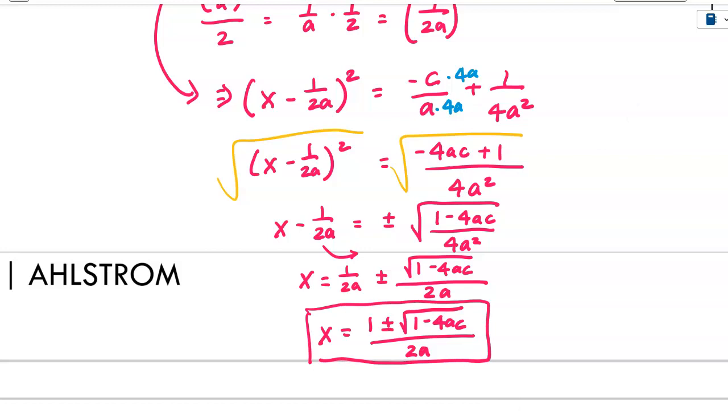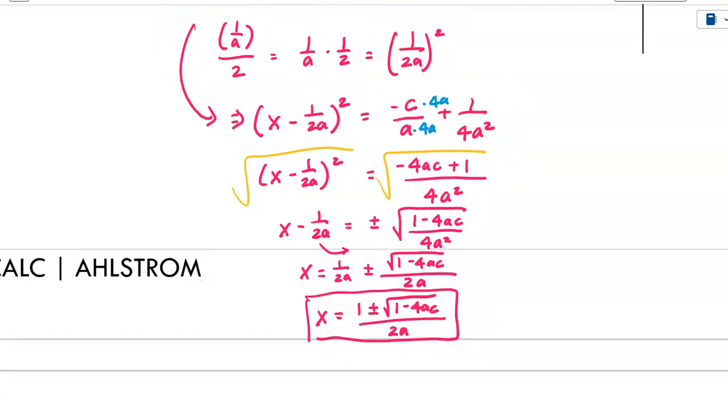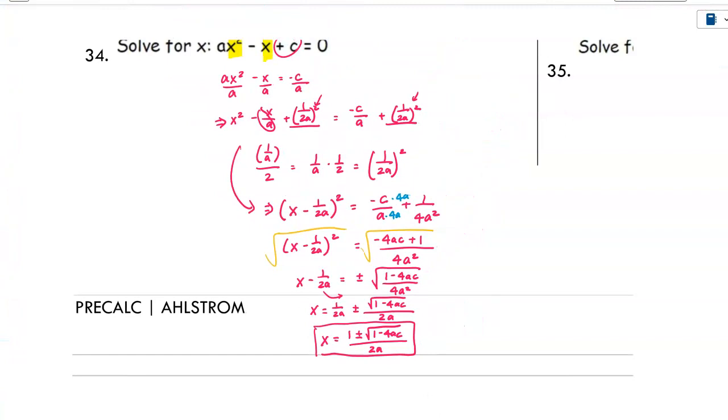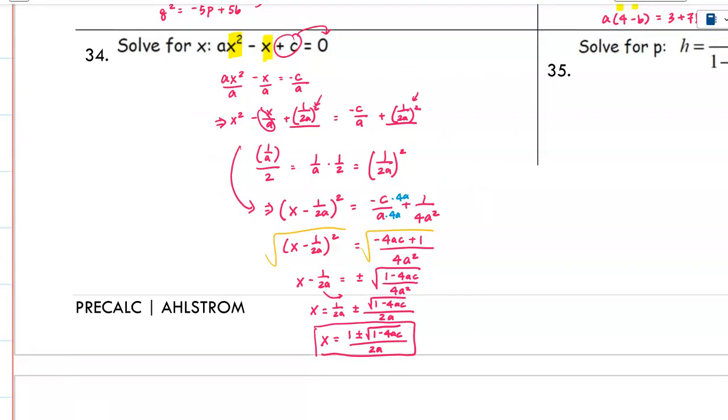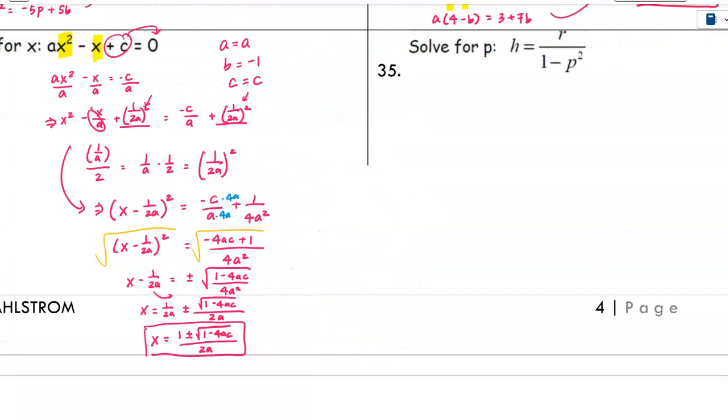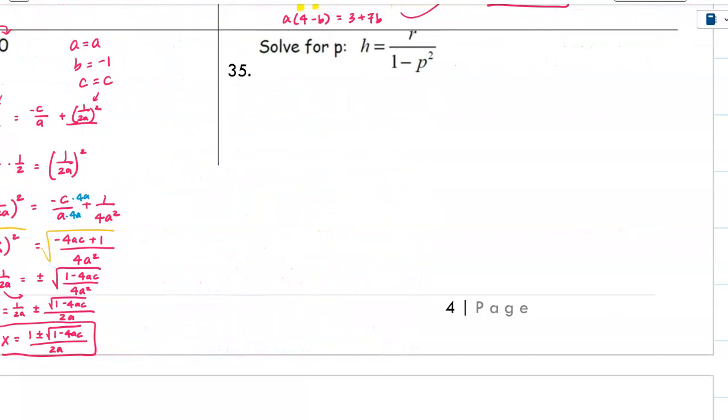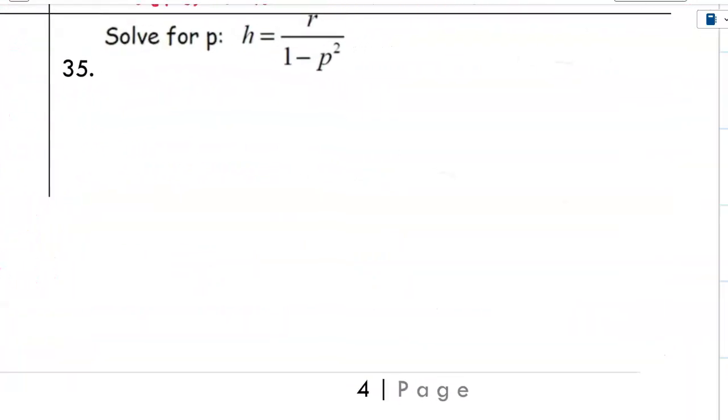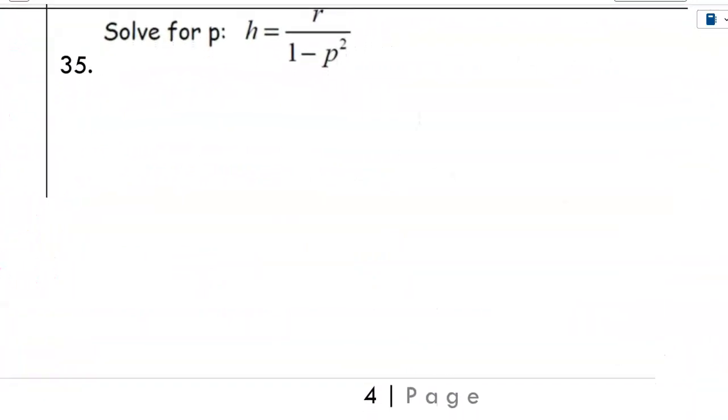What you could have also done is use the quadratic formula because it's going to solve that x for you. Okay, so you could have had a equaling a, b equaling -1, and c equaling c. And then use the quadratic formula and you would have gotten the same answer. This would be a nice little bonus problem. Okay, good job.